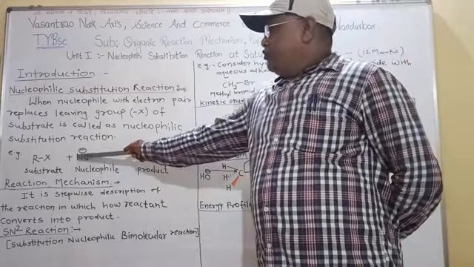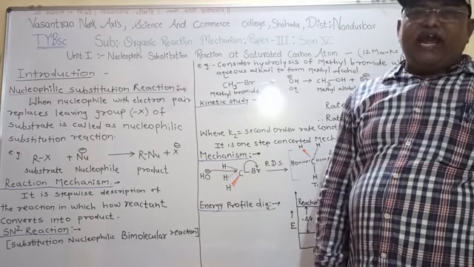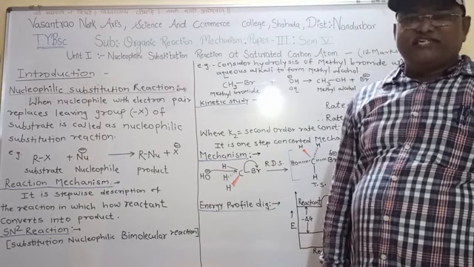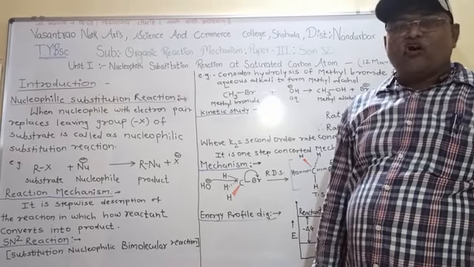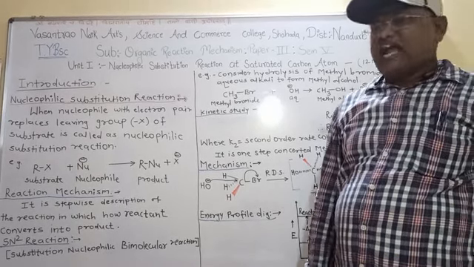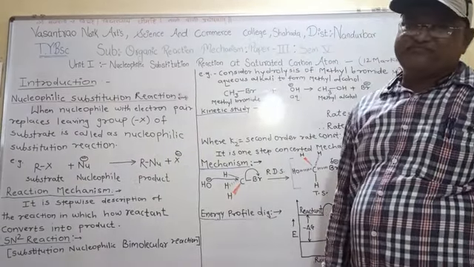Now the nucleophile. So what is meant by nucleophile? Any atom, group or species which contains lone pair of electron or electron rich and denoted by negative charge is called as nucleophile.